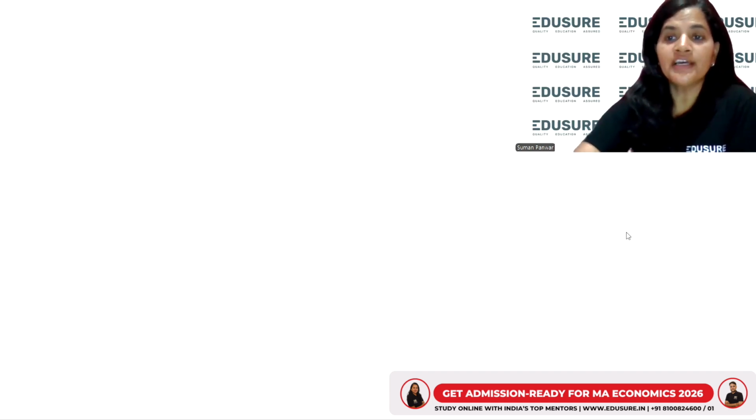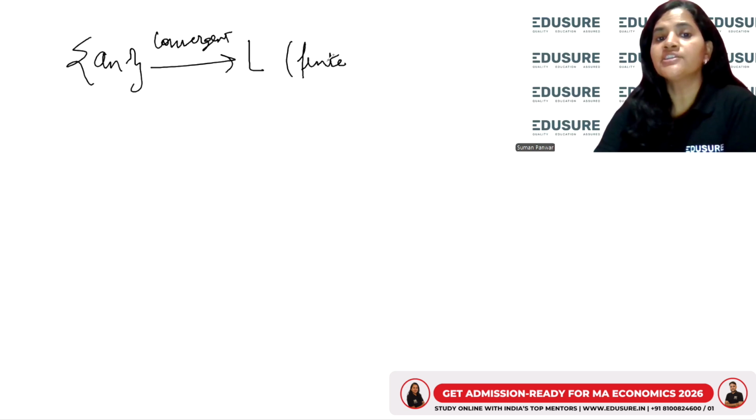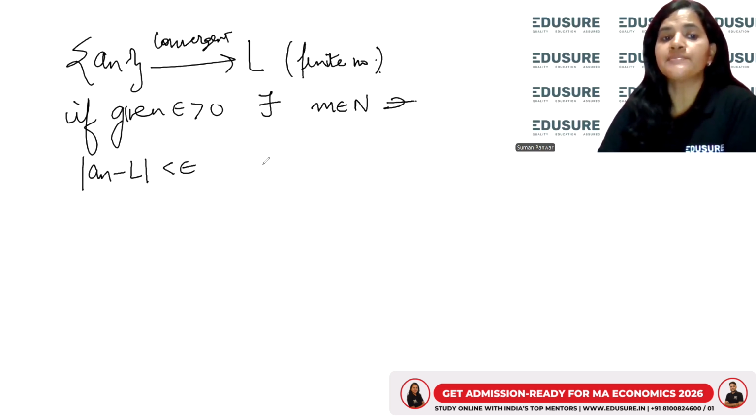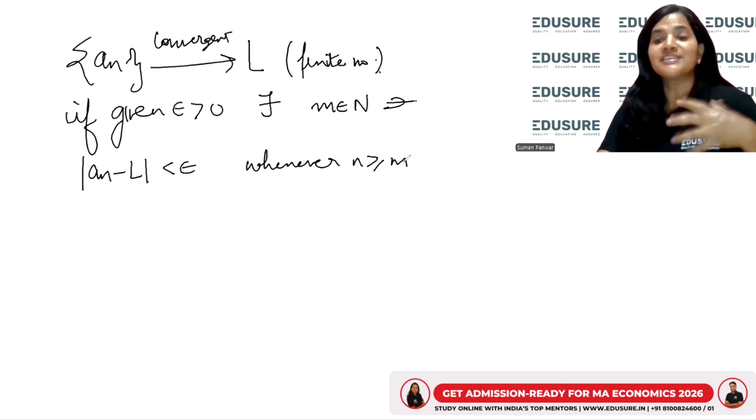So we already noted that a sequence a_n is said to converge to a limit L, where L is a finite real number, so it cannot be plus infinity or minus infinity, if given epsilon positive, there exists a natural number m such that mod a_n minus L is less than epsilon whenever n is greater than or equal to m. So this might look very complicated, but this is very easy.